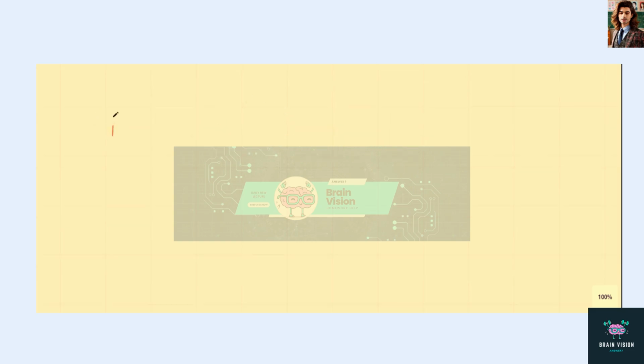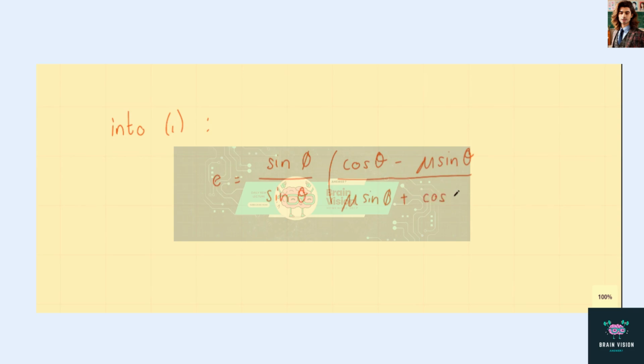And we can go back to equation 1 and find our coefficient of restitution, E, which is now sine phi over sine theta, times cos theta minus mu sine theta, all over mu sine phi plus cos phi.